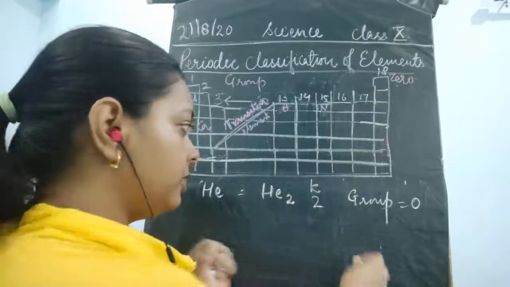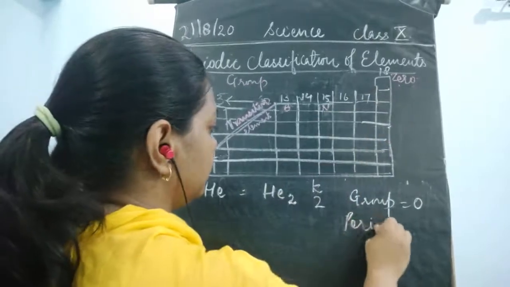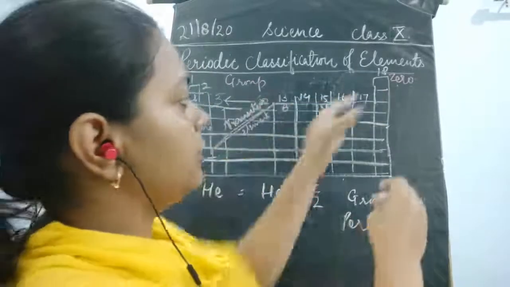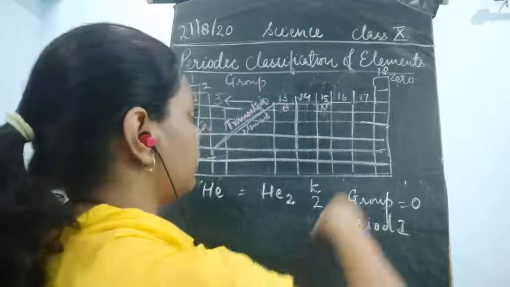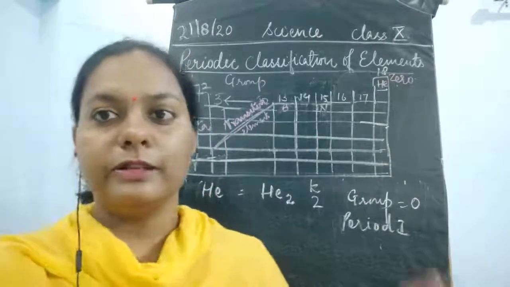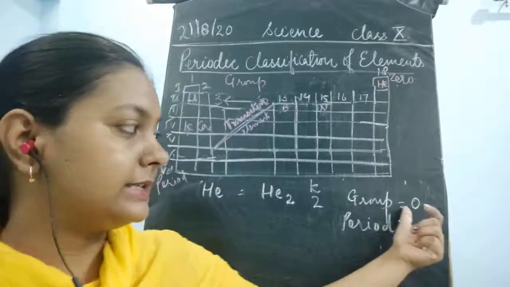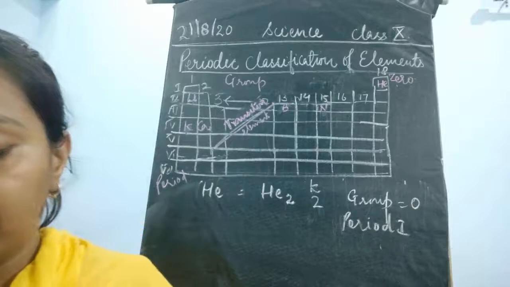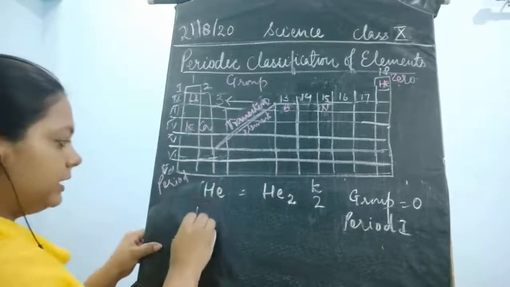Okay. Now what about the period number? Period number first. So this is the period number first, and this belongs to 0 group. So the right place for helium would be here, 0 group, first element. Why? Because its valency is 0 and number of valence electrons are 0. Okay, fine. Now next we'll take up neon.